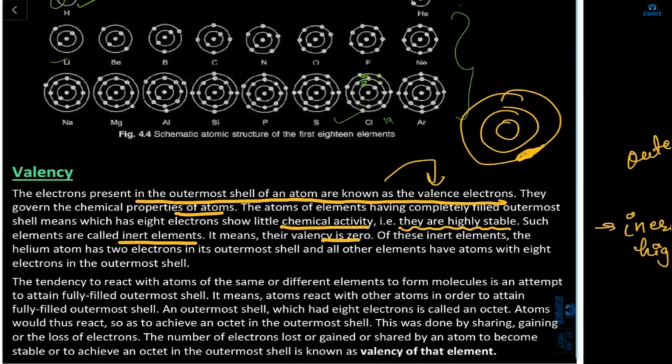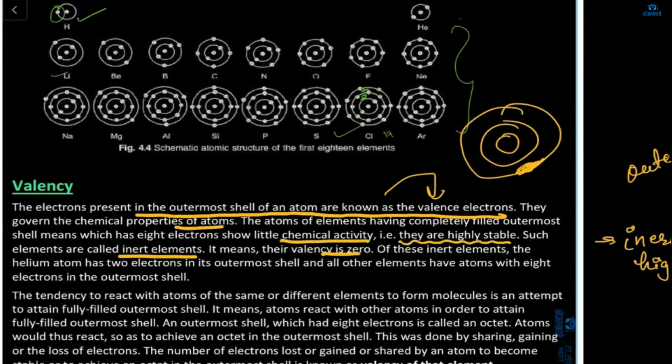Of these inert elements, the helium atom has two electrons. Helium is He, which has two electrons in its outermost shell, and all other elements have some atoms with eight electrons in their outermost shell. So, what is the summary of this paragraph?